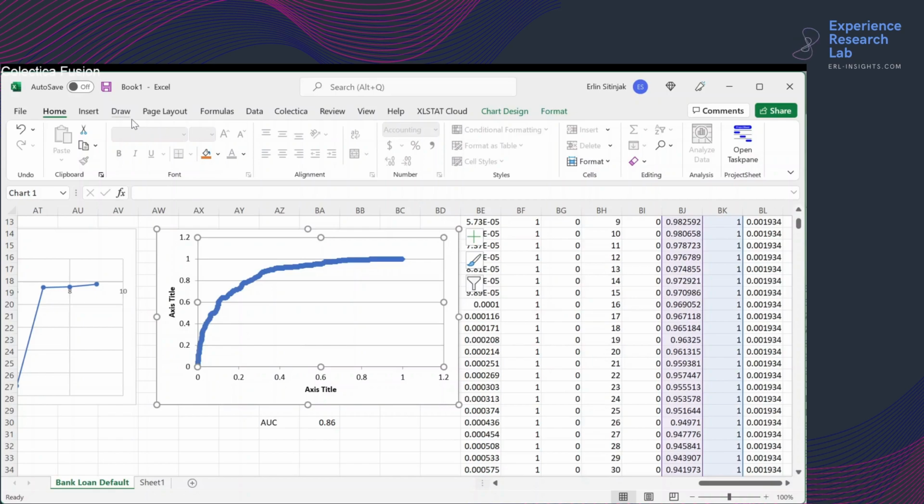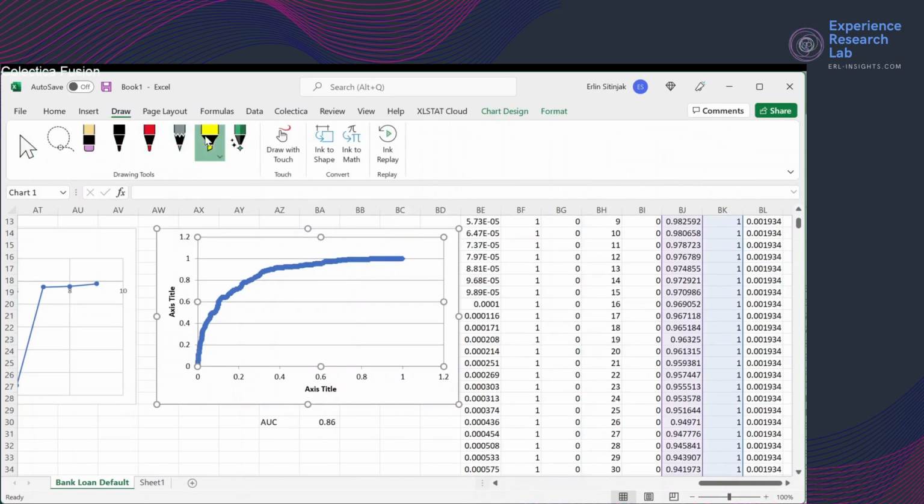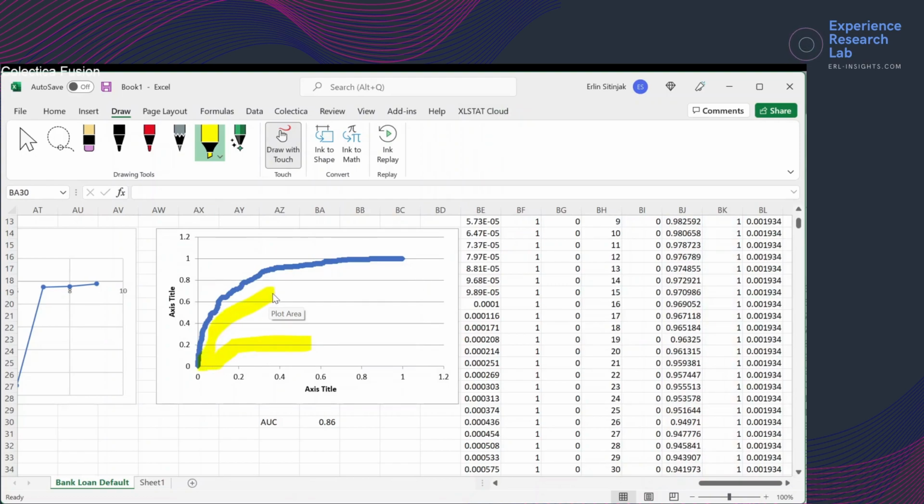If I just click draw and grab a highlighter, I can show you where this 0.86 is located. So it is here, under the curve. So if it is a whole portion, 100%, an AUC of 0.86 means that the model covers 86% of the observations on the data set.